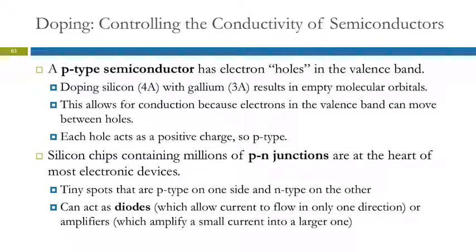So silicon chips have these PN junctions. And these can act as diodes, which allow current to flow in one direction. They can act as amplifiers, taking a small current and making it into a larger one. And this is a whole different subject, right? But it has to do with essentially molecular orbital theory in these conduction and valence bands.